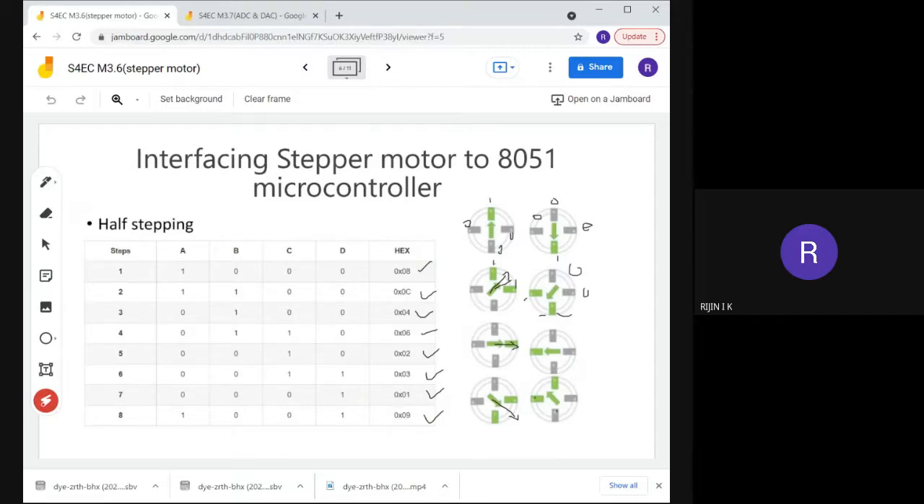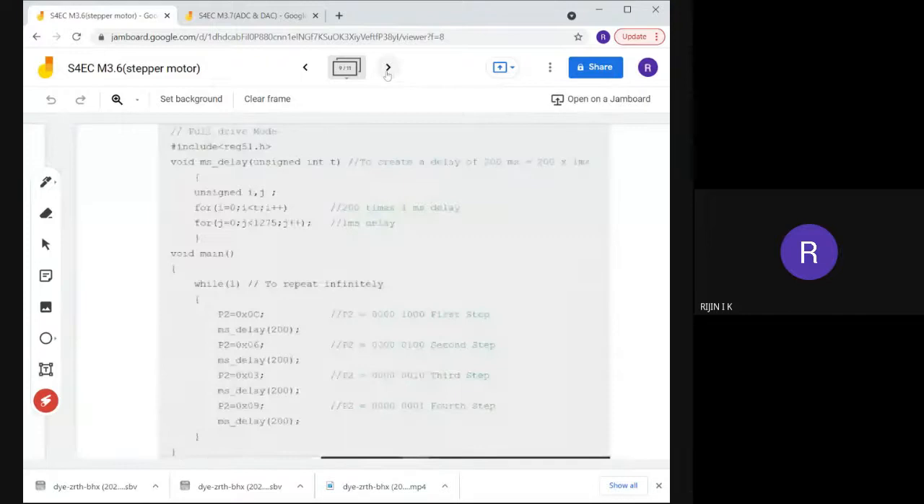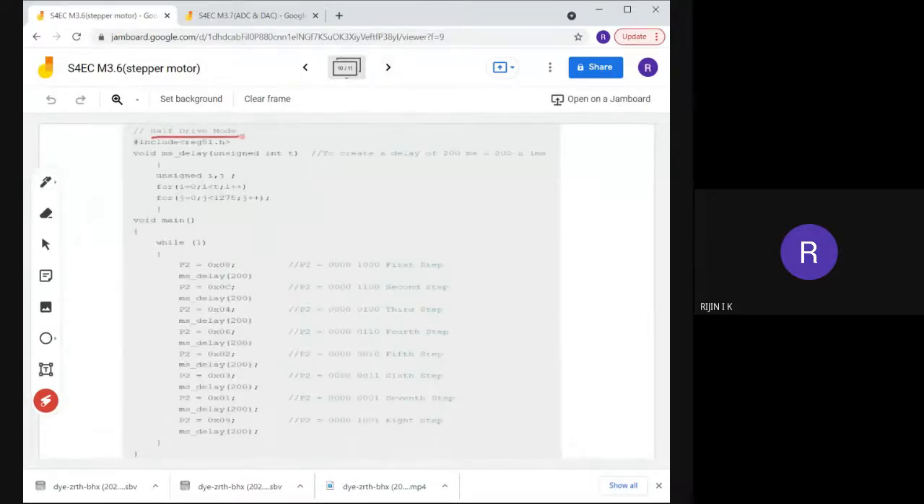Each step it will rotate a 45-degree angle. Okay, so these are the sequences that we have provided for performing half stepping operations. So for that this is the C program associated with performing half drive mode or half stepping mode.